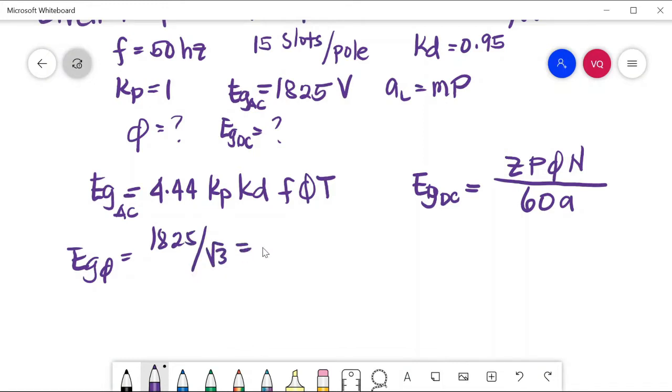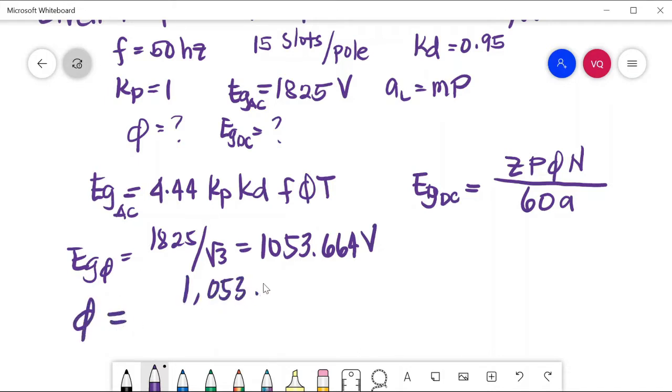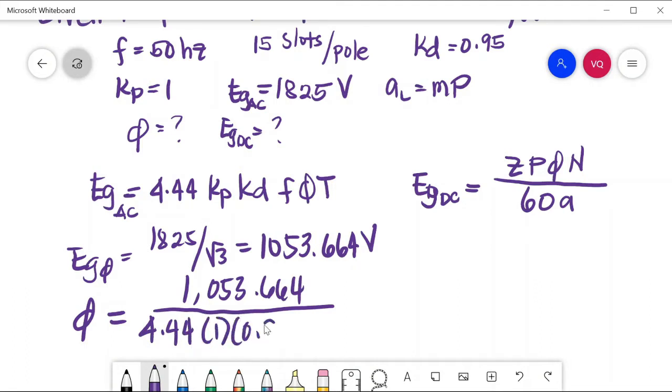So that is 1053.664. So flux per pole now will be 1053.664 divided by 4.44 times 1 times 0.95 times frequency is 50.